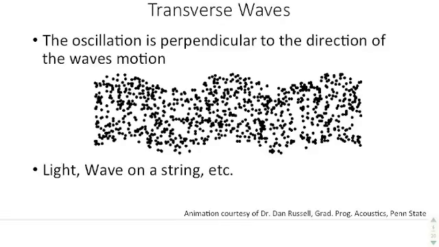So, the first type of wave is called a transverse wave. And a transverse wave is one in which the oscillation is perpendicular to the direction of motion.